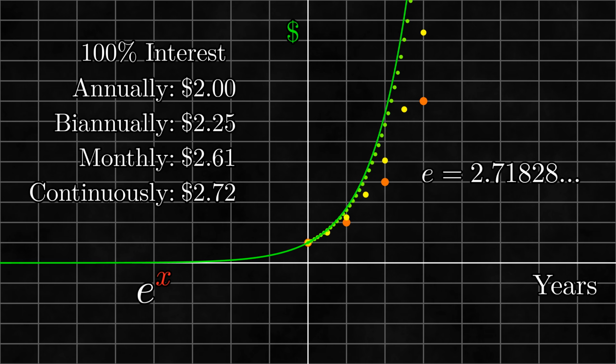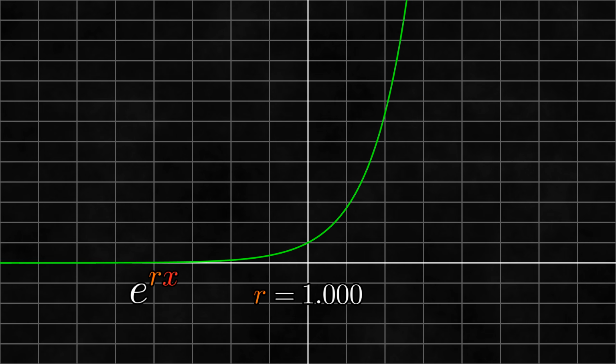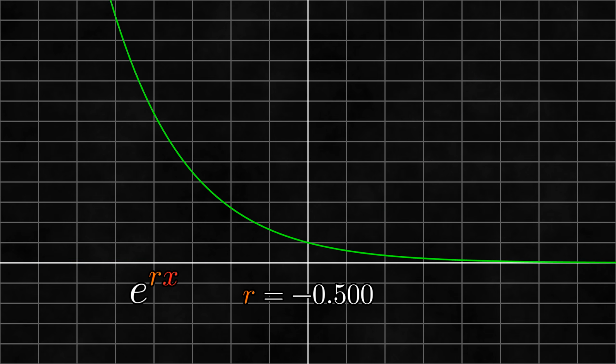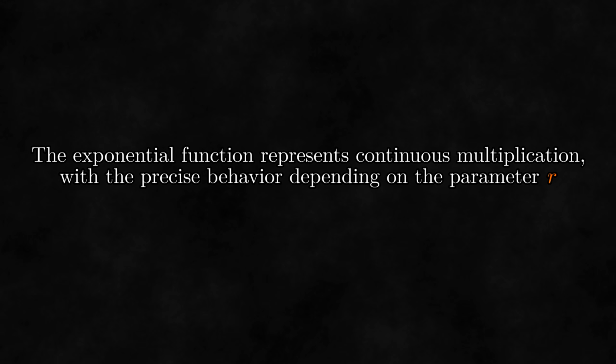So e to the x is a function that represents continuous growth. In this example, the growth rate is 1. We can multiply x by some parameter r to change this rate. The growth rate will then be precisely equal to this value r. As r increases, the function grows faster, and as r decreases, the function grows slower. And the growth can even be negative with a negative rate. The important point is this: the exponential function represents continuous multiplication, with the precise behavior depending on the parameter r.